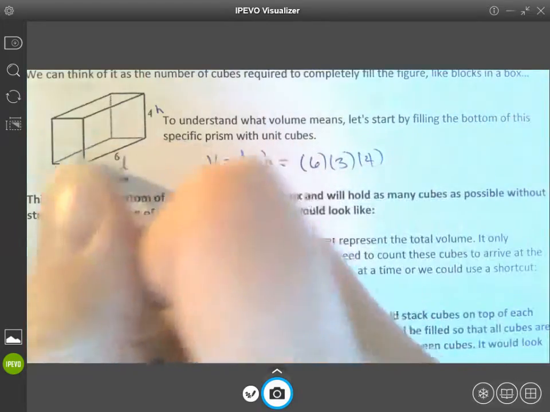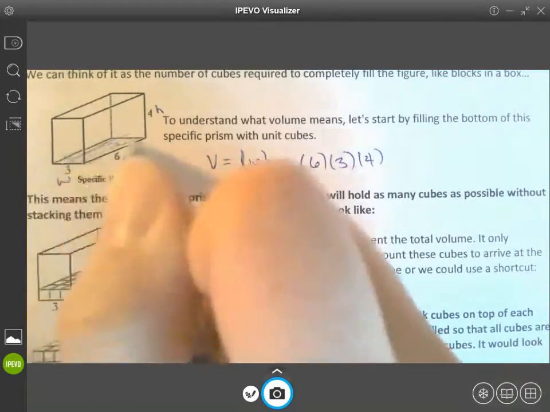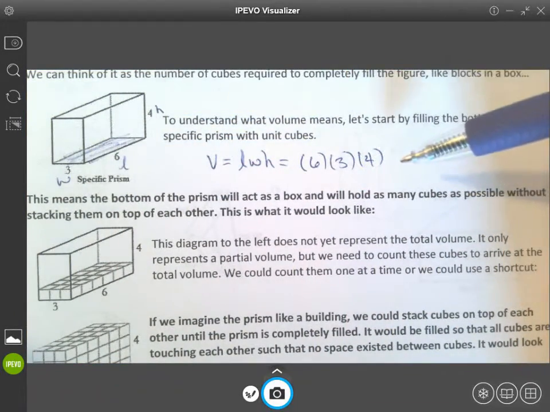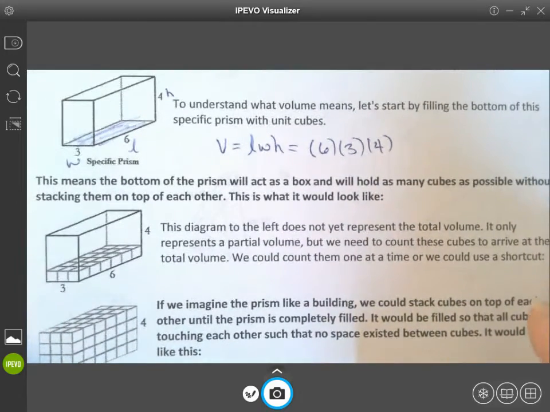Guys, the 6 by 3 is the area of the base, and then stack it up, and that's what we multiply by 4. So what's it really look like? Can you picture little sugar cubes?